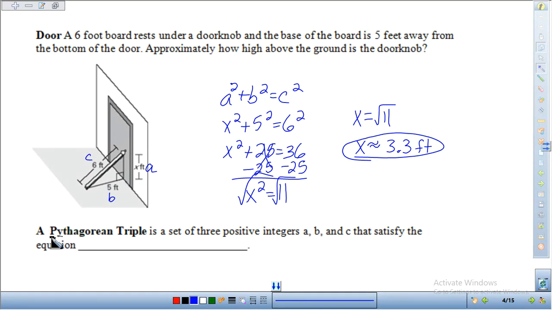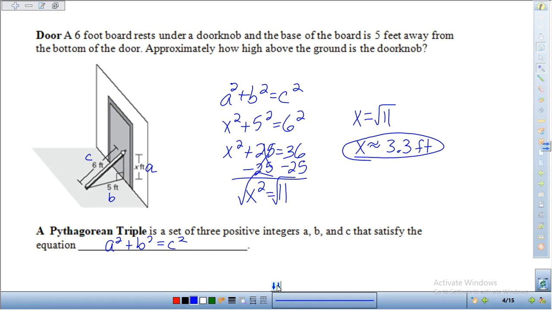All right, moving on down, a Pythagorean triple. So these are specific sets of numbers where we have three positive integers, a, b, and c, that satisfy the equation of the Pythagorean theorem, which is a squared plus b squared equals c squared.